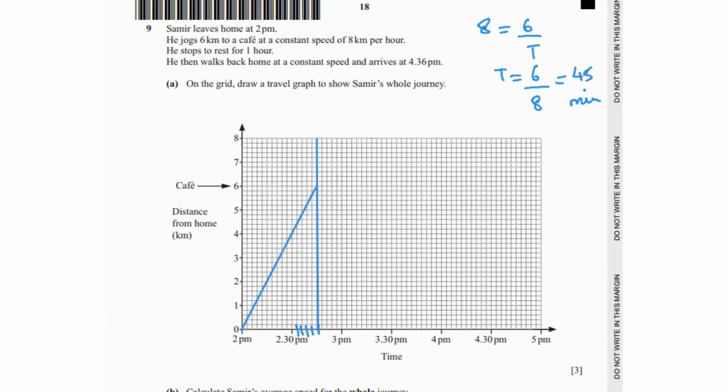Yep. So this is the line that shows he's leaving from home and going towards the cafe. Then he has a constant speed of 8 kilometers per hour. Then he stops to rest for 1 hour. So till 3:45 he's resting. He's resting till this time, and then he is arriving home at 4:36.